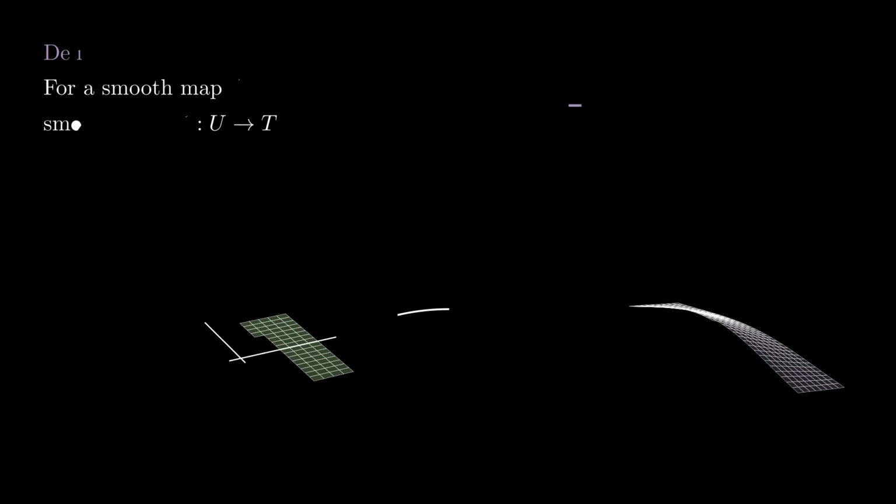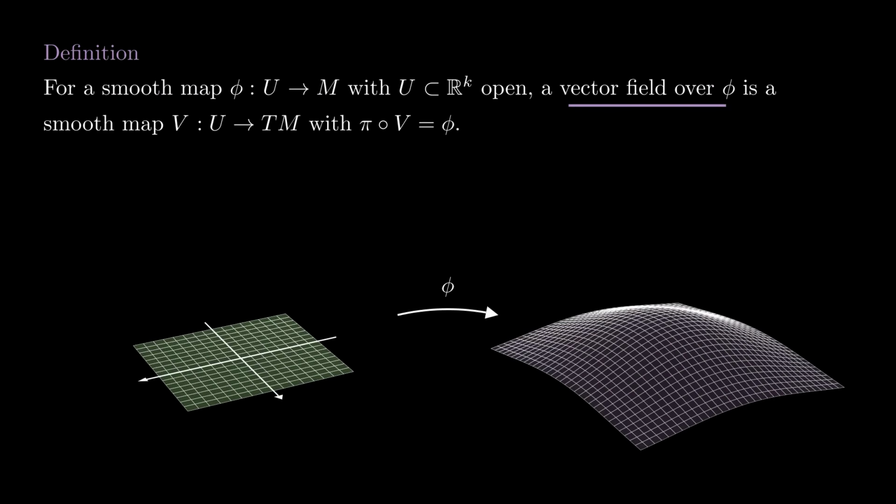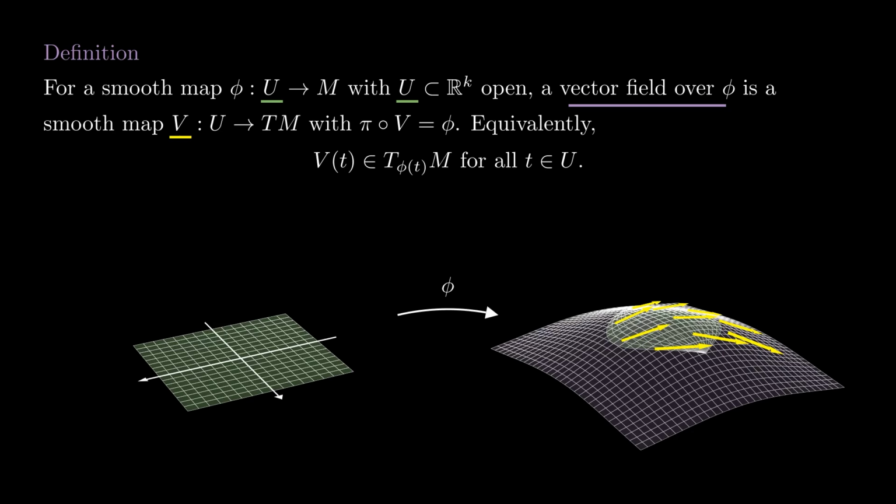To start, we need to generalize the notion of covariant derivative a little bit. If we have an open set U in R^k and a smooth map phi from U to M, which is not necessarily a chart, a vector field over phi is a smooth map V from U to TM with the property that the projection from TM to M composed with V equals phi. This is another way of saying that for any point t in U, V(t) is a vector tangent to M at phi(t).